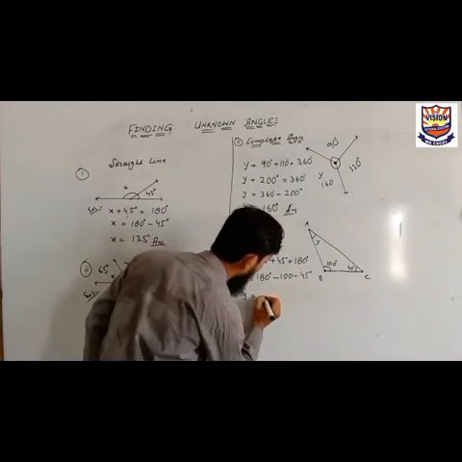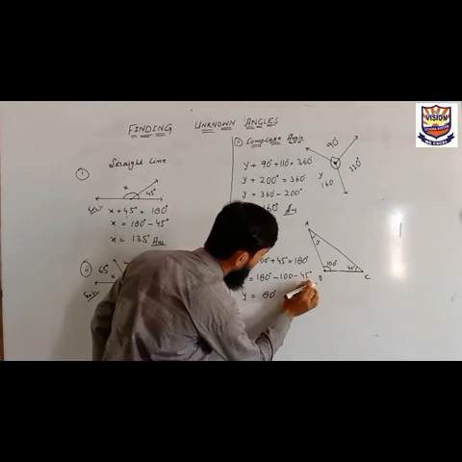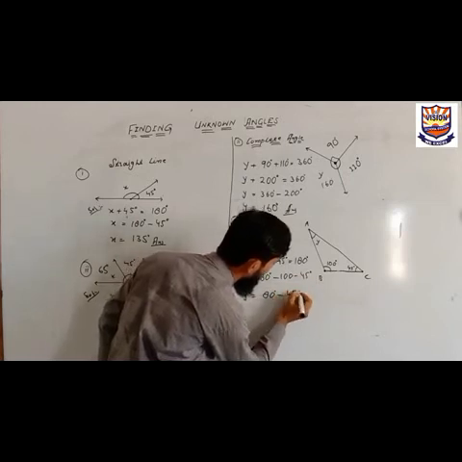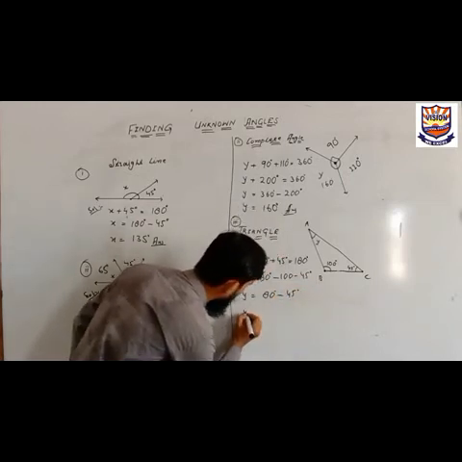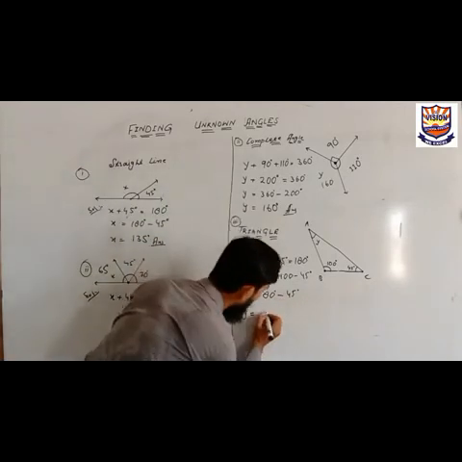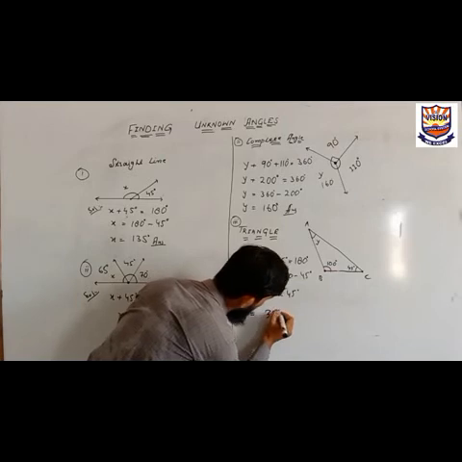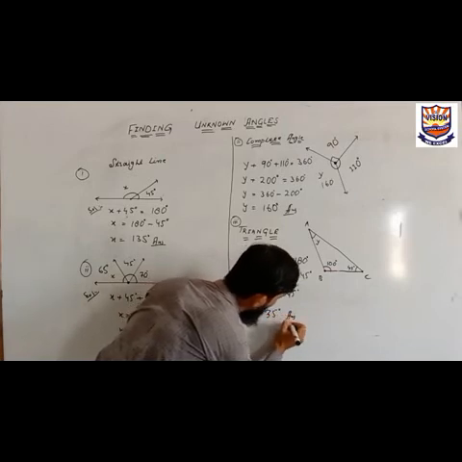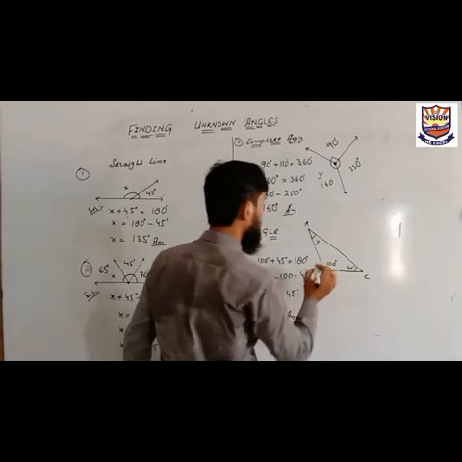180 minus 100 is 80 degrees, and minus 45 degrees. So angle y is equal to 80 minus 45, which is 35 degrees. So angle y is equal to 35 degrees.